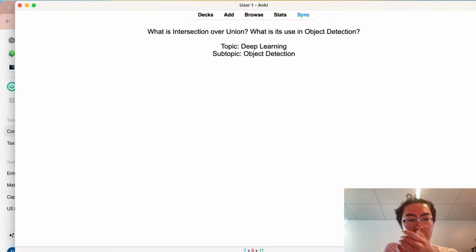Oof. Intersection over union. What is its use in object detection? So IOU, you gotta be kidding me. Right, so it's intersection, so how many maybe pixels exist in both over the total amount of pixels that exist in the image.